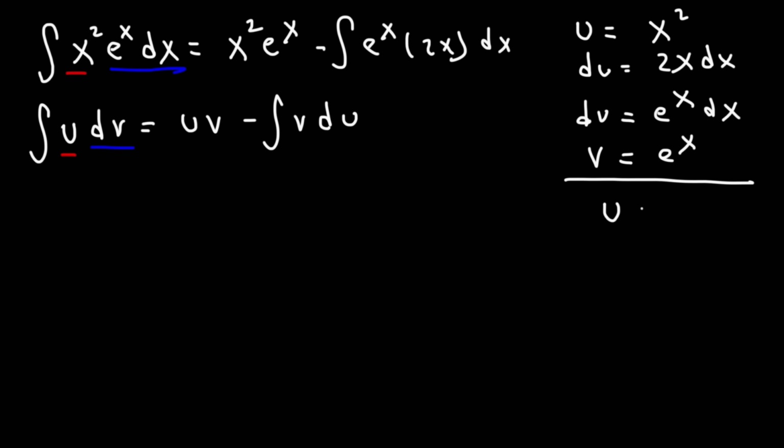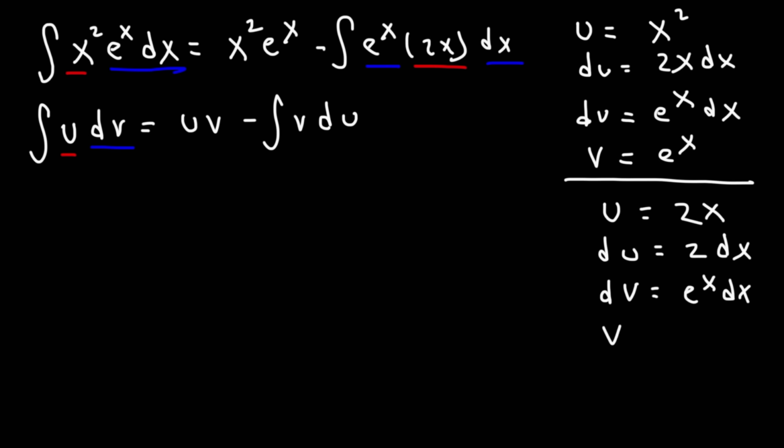So I'm going to make u equal to 2x. du is going to be the derivative of 2x, which is 2, but times dx. dv, we're going to make that equal to e to the x dx, just like we did before. And the integral of that is simply e to the x. So we're going to have x squared e to the x, and then minus. Now let's use the formula again for this part.